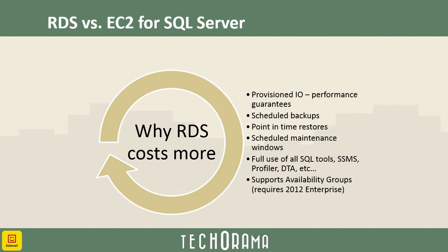So just to recap, a difference between RDS on EC2 and SQL Server on EC2. RDS costs more because you can have provisioned IOPS, performance guarantees, scheduled backups, point-in-time restores, scheduled maintenance windows, and it's a great solution for semi-managed SQL Server because you can get all your tools, unlike even Microsoft's own implementation. And it does support availability groups and enterprise. Also, Amazon's working on support for SQL Server 2014 in RDS, and they'll be announcing that pretty soon. Don't quite have it yet.